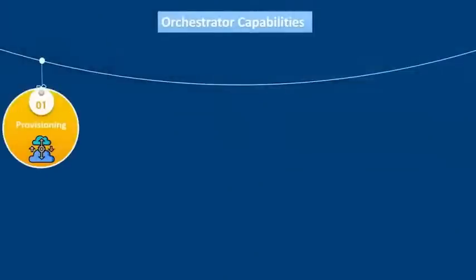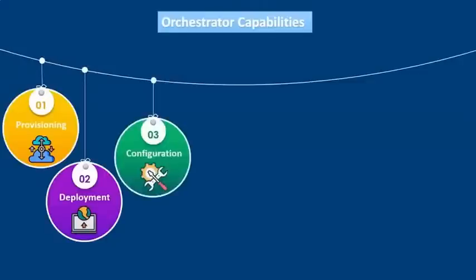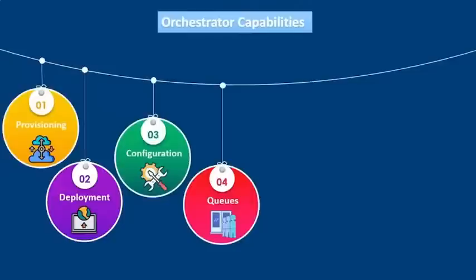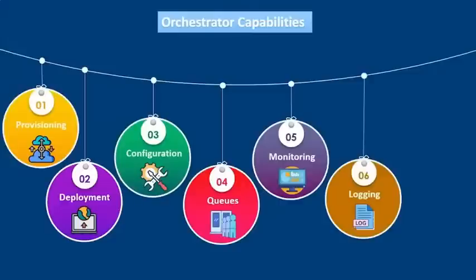Provisioning. Provisioning establishes and maintains the connection between the robots and the web application. Deployment. Deployment ensures that the correct package versions are delivered to the assigned robots for execution. Configuration. Configuration looks after the maintenance and delivery of the robot environments and process configuration. Queues. Queues ensure that the workload is distributed automatically across robots. Monitoring. Monitoring manages user permissions and keeps track of robot recognition details. Logging. Logs are stored and indexed in a SQL database.